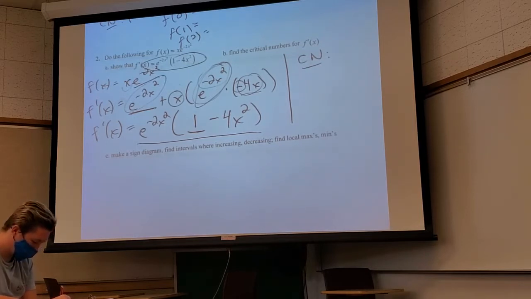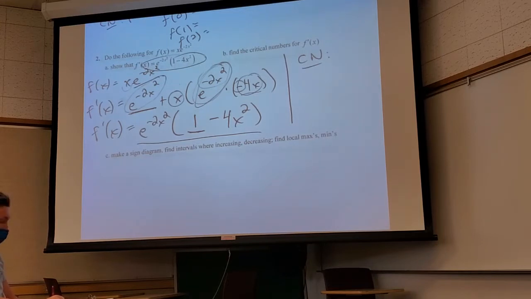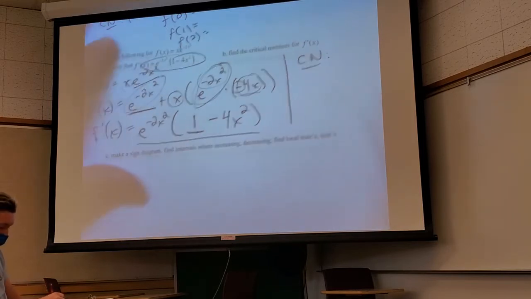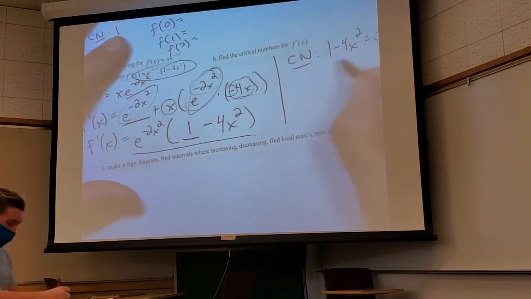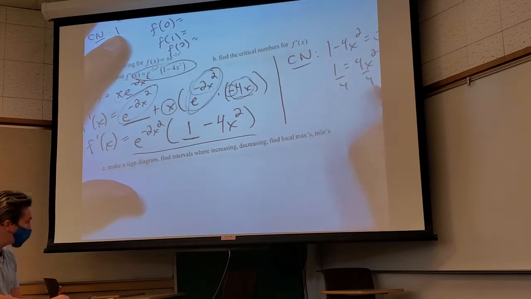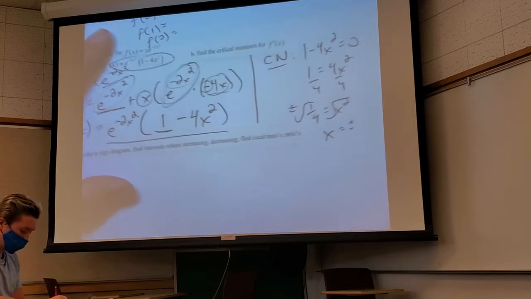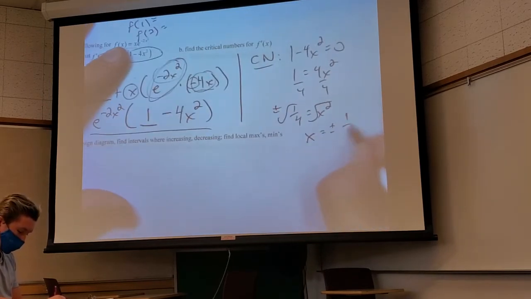How do I get from 1 minus 4x squared? What critical numbers do I get? Add the 4x squared over. You set it equal to 0. Divide by 4, you get x squared is 1/4. Take the square root, plus or minus, right? So you get x equals plus or minus 1/2.